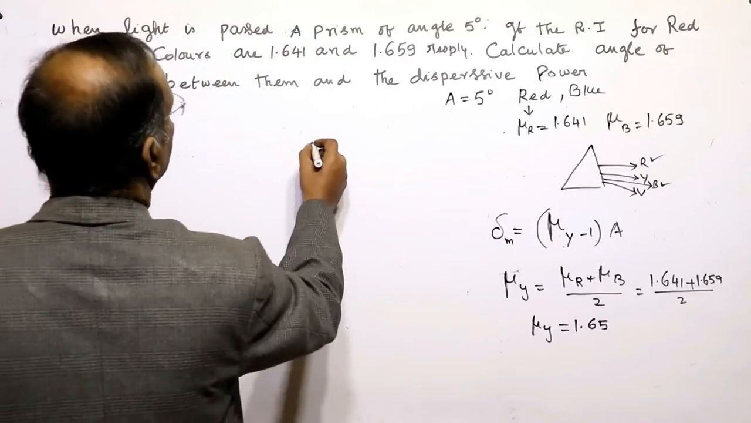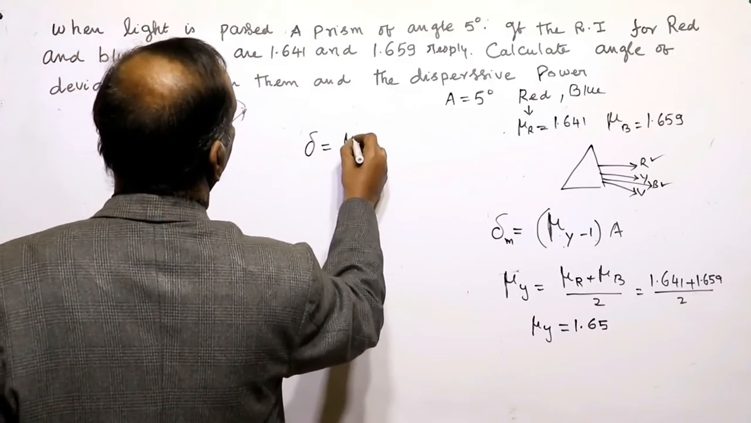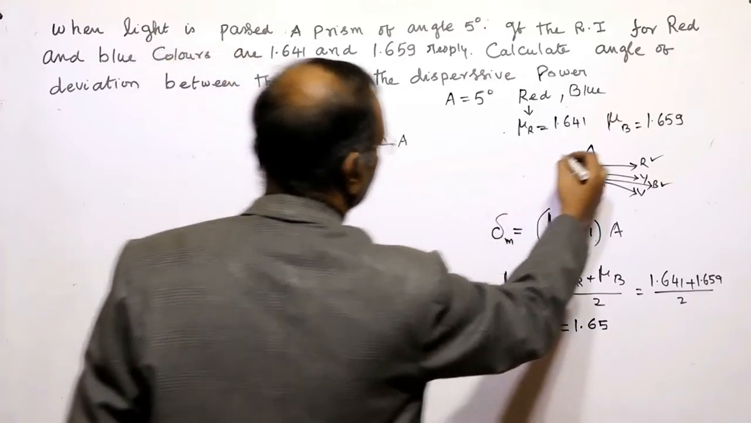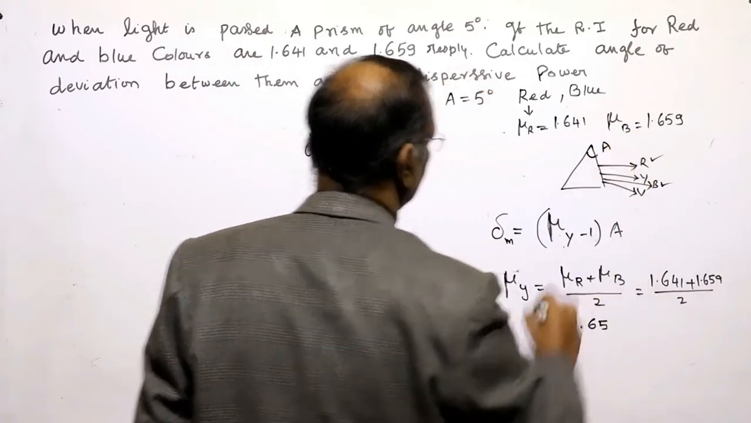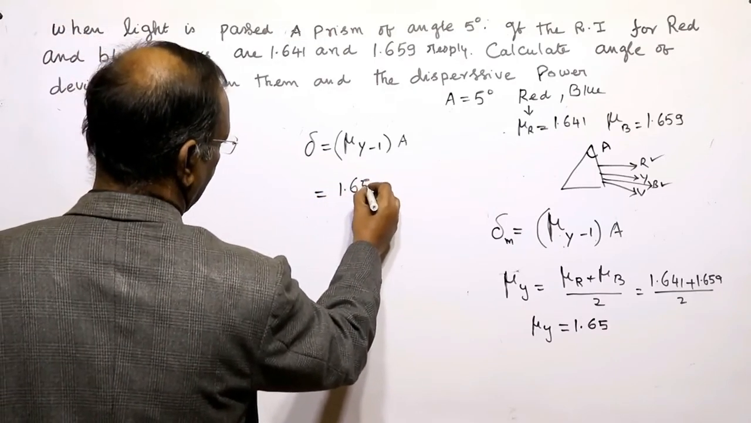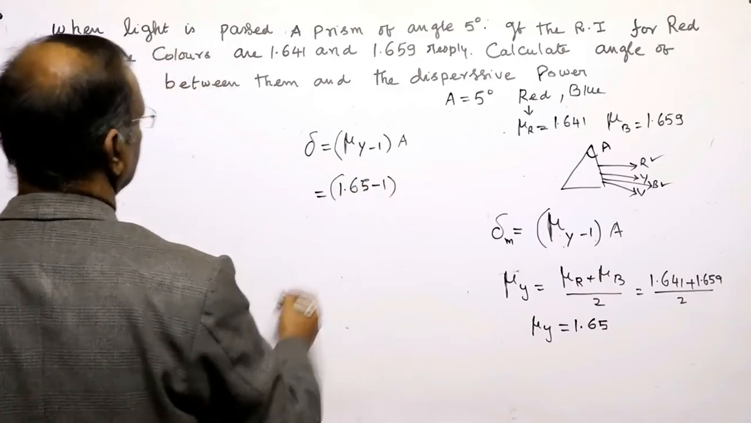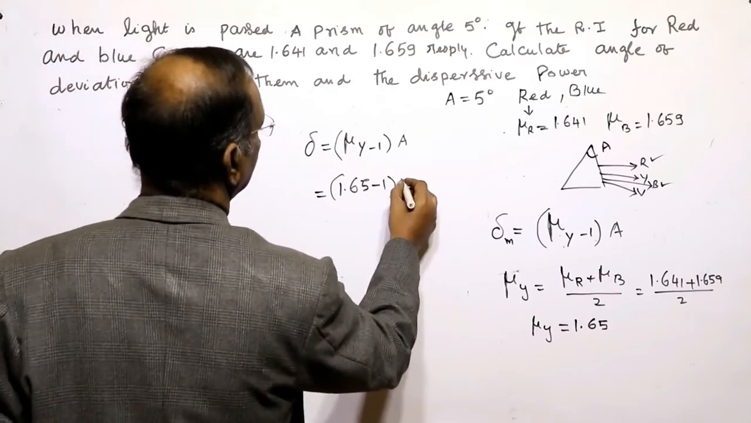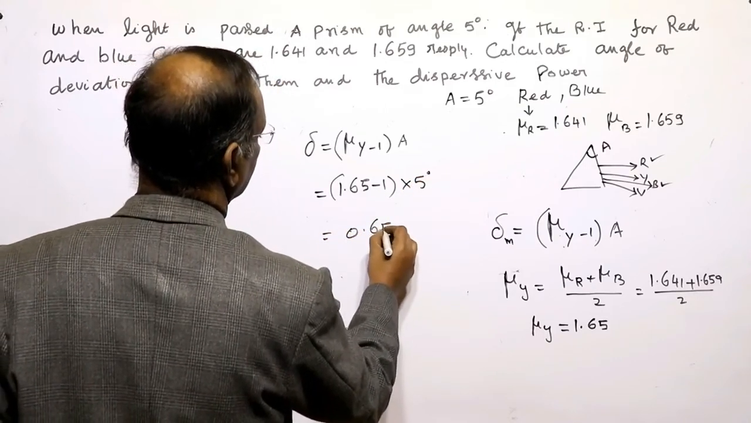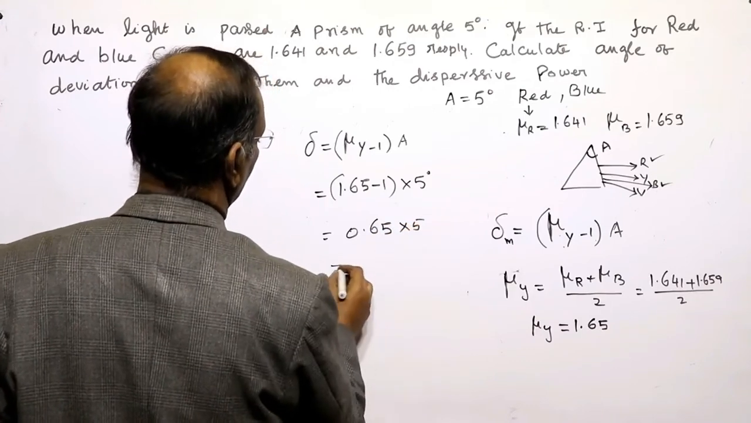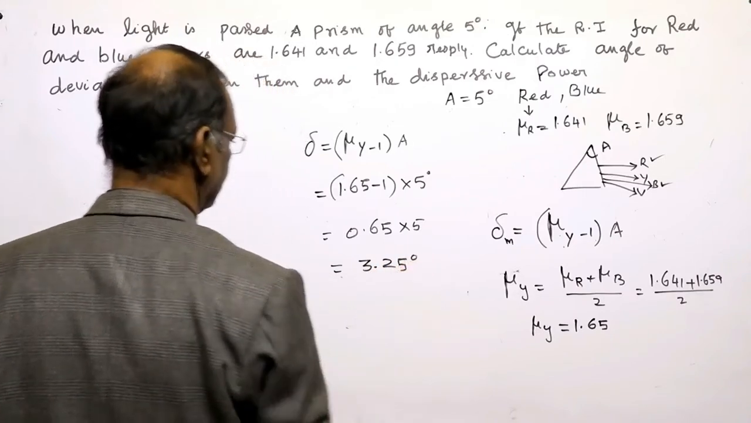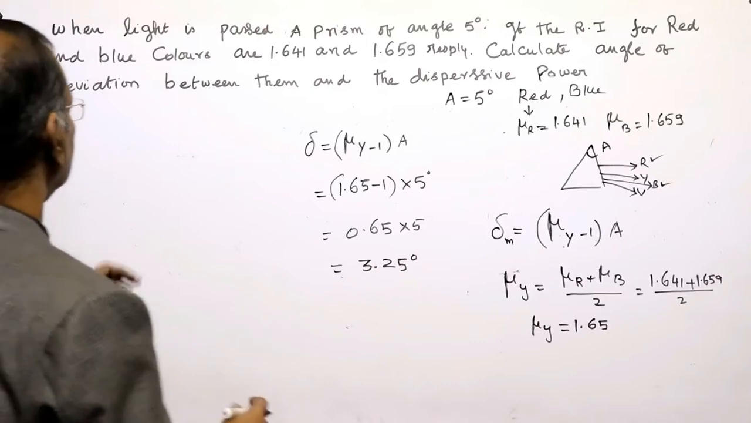Now the mean deviation is equal to (refractive index of yellow color minus 1) into the angle of the prism. So 1.65 minus 1, into the angle of prism, which is 5 degrees. So this is 0.65 into 5, which is equal to 3.25 degrees. Calculation may be wrong, so check it.